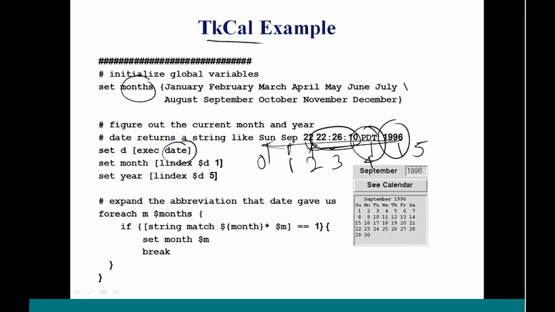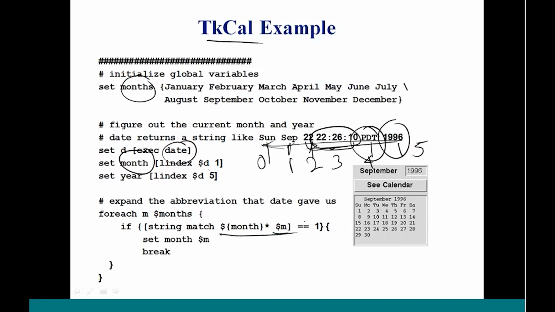Now we can expand the abbreviation that date gave us. So now in this loop we can find out which month it is. So basically we run it through this, and then we are seeing whether there is a match for any particular month that we got here.